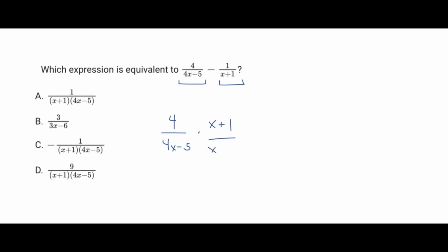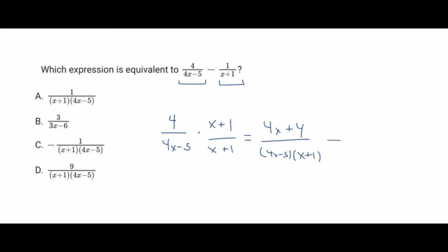You can see that in reality we're just changing both the top and bottom of the fraction, because x plus 1 over x plus 1 is really just 1. And so here we'll get 4x plus 4 over 4x minus 5 times x plus 1.